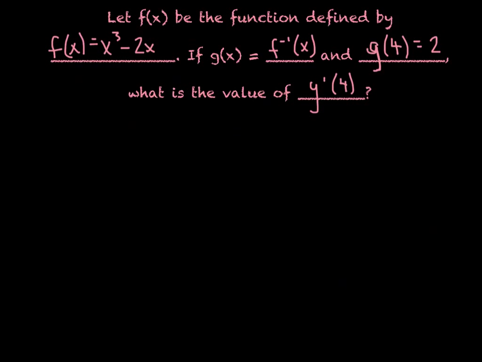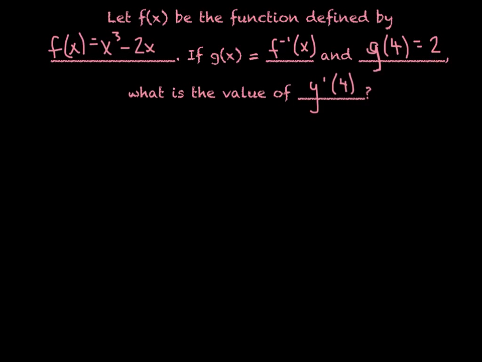They declared that f of x is equal to x cubed minus 2x. Again, they were very careful to give us a function that we can't actually find the inverse of. They're going to make sure that we can't do that on our own. And then they defined, just notationally speaking, g of x as being f inverse. And then they said g of 4 is equal to 2.